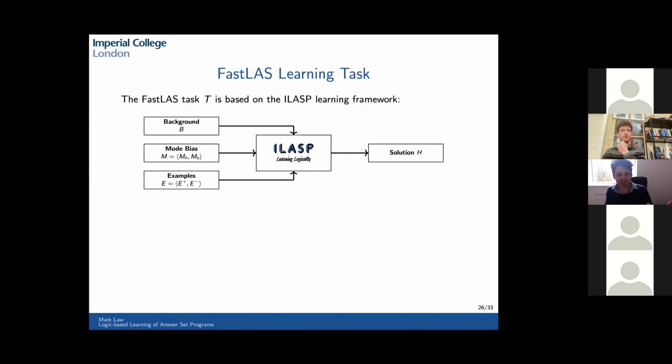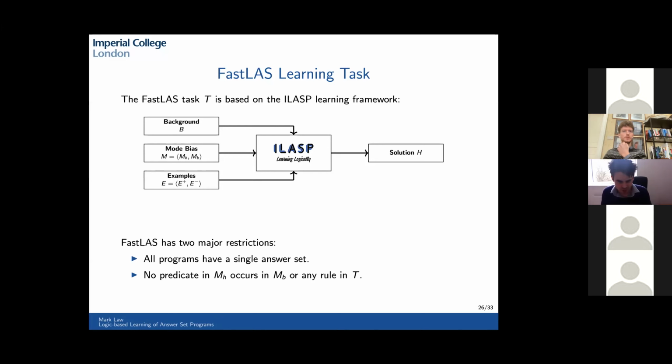So now I want to say a little bit about the difference between FastLAS and ILASP. FastLAS is based on the same learning framework as ILASP in that it can take a background knowledge, a hypothesis space, which I haven't actually mentioned this, but it's usually characterized by what are called mode declarations, which means that you give effectively schema for where predicates can be used and how they can be used within the hypothesis. And then a set of positive and negative examples. And the notion of solution is defined as before.